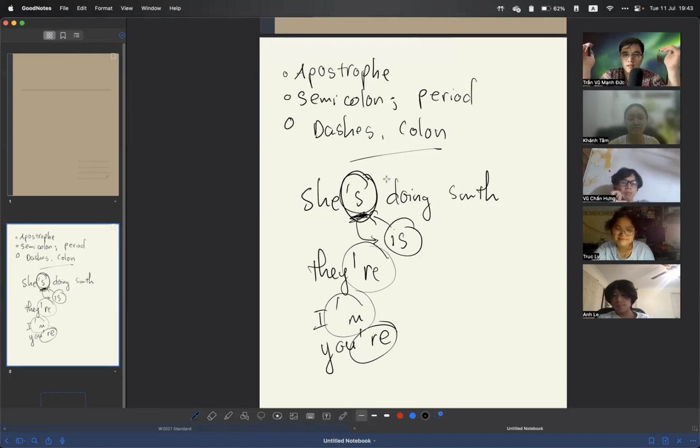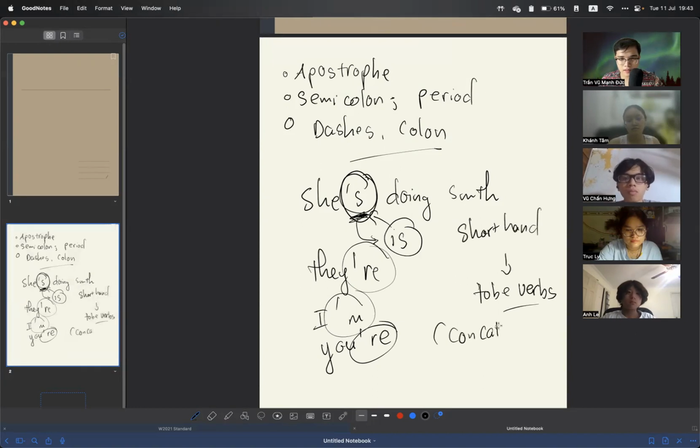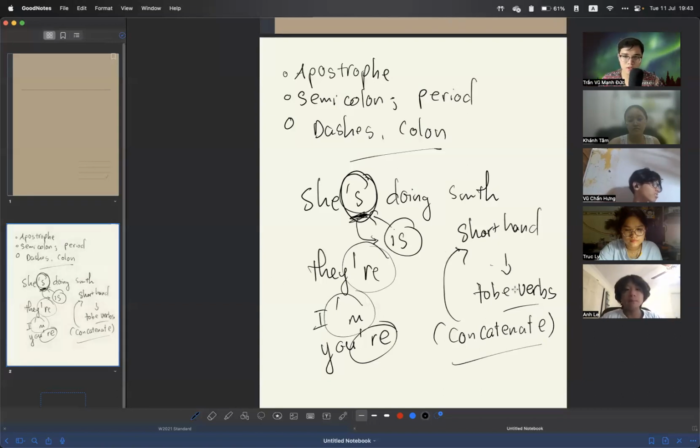The only reason I'm writing she apostrophe s instead of she is is because it is shorter, right? It is a bit shorter. So it is a shorthand for to be verbs, or concatenate, or it means concatenate. This means to shorten the to be verbs so that I can say it quicker and I can write it quickly.